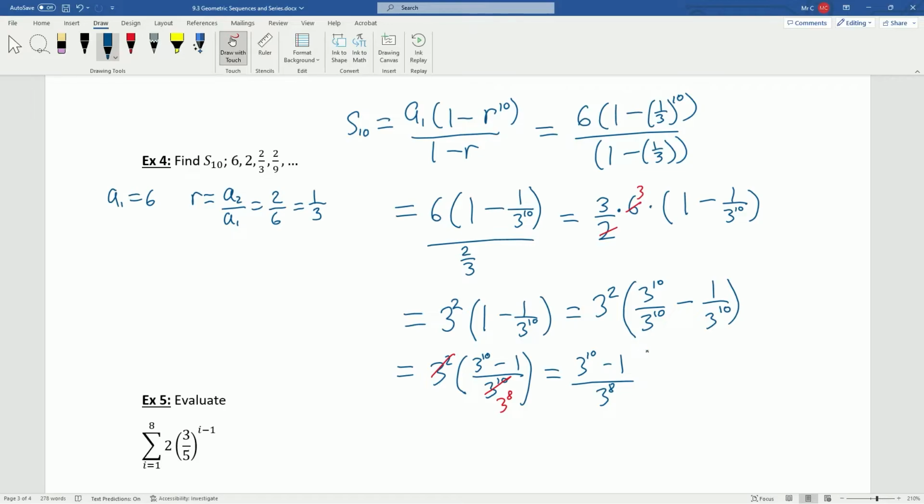Now I can just go straight to plugging this into a calculator. This gives me 59,048 divided by 6,561. And that is simplified and my final answer.